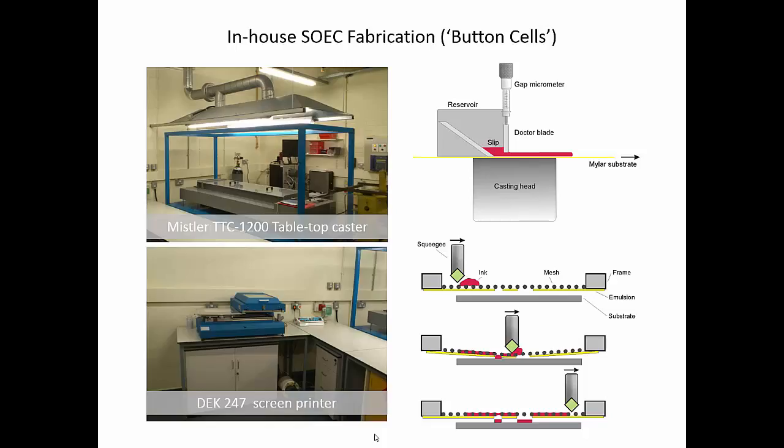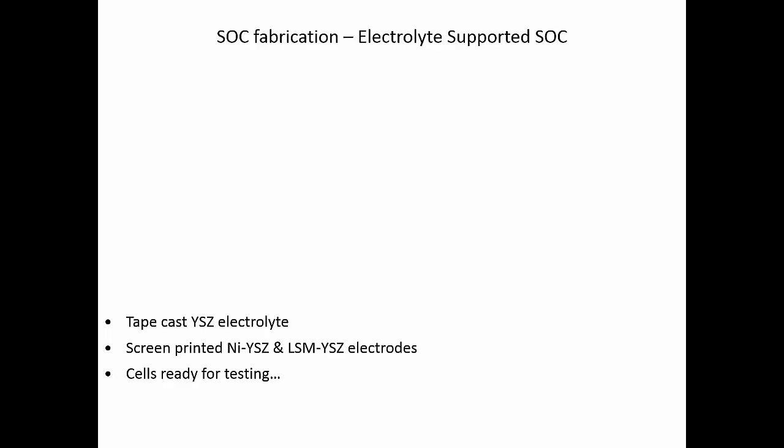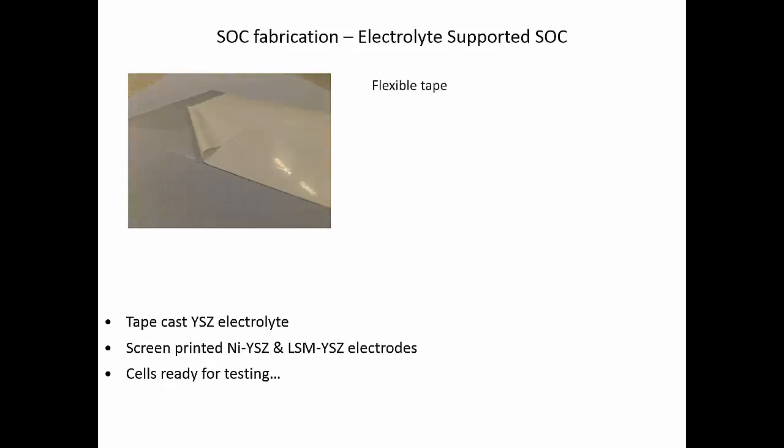So this just shows the apparatus that we have here in Sheffield to make button cells. So what we've got here is our tape casting unit that you see in the top diagram, and the cartoon of that apparatus on the right hand side that we've discussed previously. The lower diagram shows you our screen printer, which we can use to screen print on our electrodes. So in Sheffield, the way we make our button cells is it's an electrolyte supported cell.